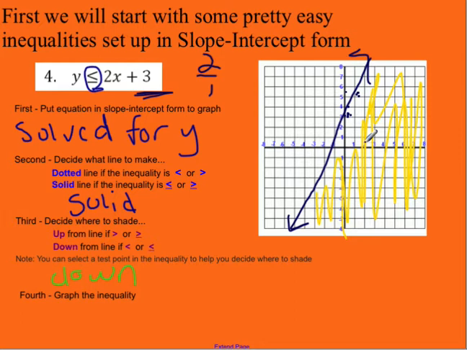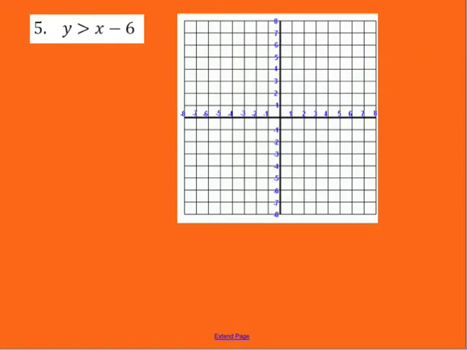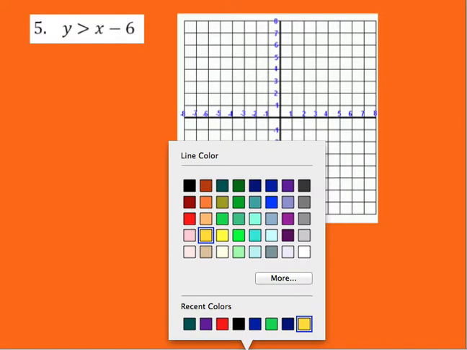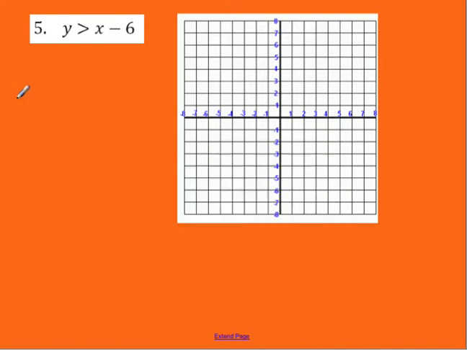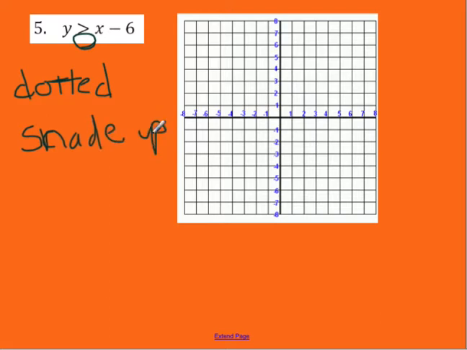All right, let's take a look at another example. Let's take a look at number 5. So first thing I'm going to do, get it in slope-intercept form. That's already done. Next, I'm going to decide whether I'm going to have a dotted or a solid line. And I know that I'm going to have a dotted line because there's no line underneath that inequality symbol. And then I notice that the alligator is eating the y. Because the alligator is eating the y, I'm going to shade up once I get graphing. Some nice handwriting I have. I'm going to shade up.